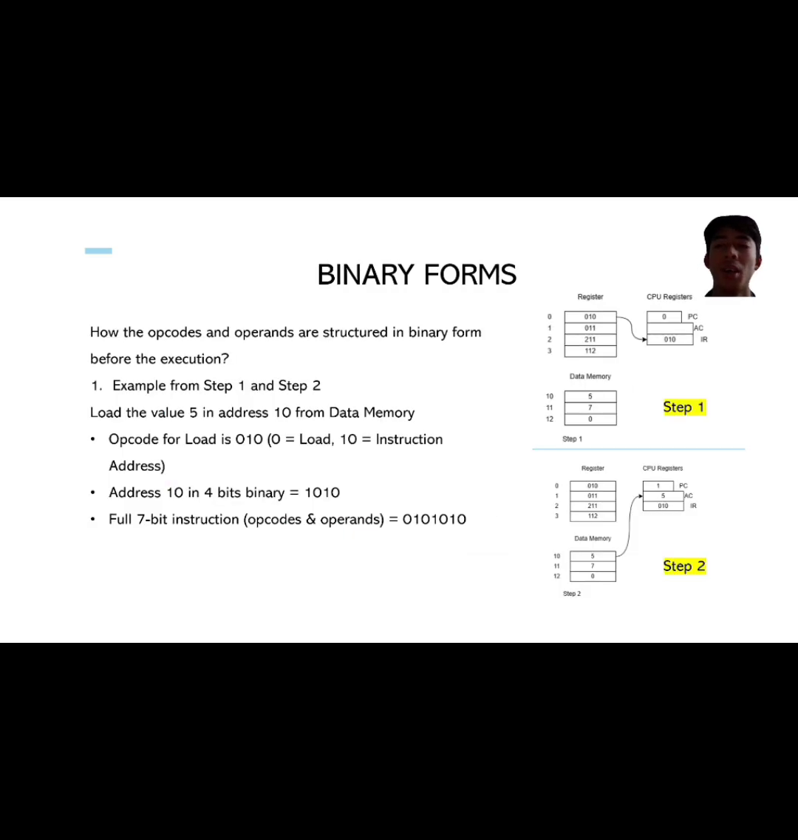Binary forms. This shows how the opcodes and operands are structured in binary form before execution. Example from step 1 and step 2. Step 1 and step 2 show the program wants to load the value 5 in address 10 from data memory. The opcode for load is 010, where 0 is the operation for load. 10 is the instruction address. Address 10 in 4-bit binary is 1010. So the full 7-bit instruction, which is opcode and operand, is 0101010.